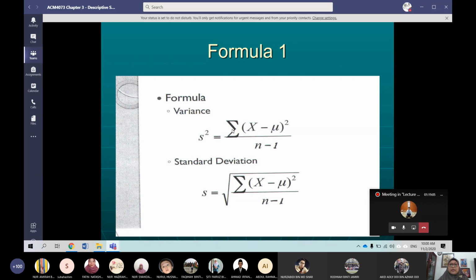Variance S2 equals... what is this symbol? This is sum. Sum X, what do you mean by X? The X is the whole score, and then take away the population mean and then square. Divide into N, where N is the number of respondents, take away 1. While for standard deviation, you need to square root. The symbol is represented by S. Square root, and then we have the same sum, and the S2, just square root the S2.